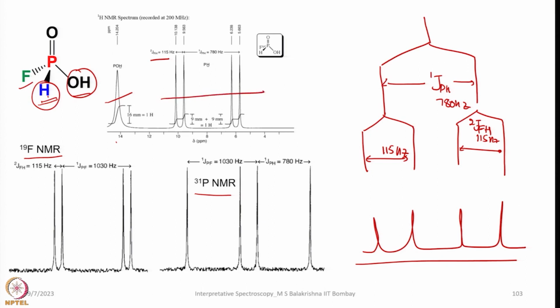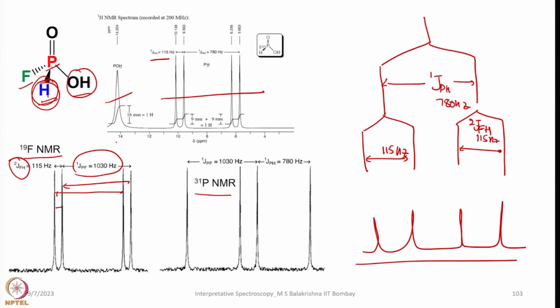And now let us look into 19F here. 19F is first coupled to phosphorus, and then it will be coupled to hydrogen, very similar to what we saw in the case of the 1H NMR signal. This distance is called 1J PF. 1J PF is 1030 Hertz here, and then each line is further split because of 2J FH coupling. This is 115 Hertz. So this is also a doublet of doublets.